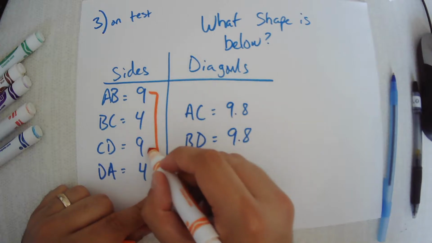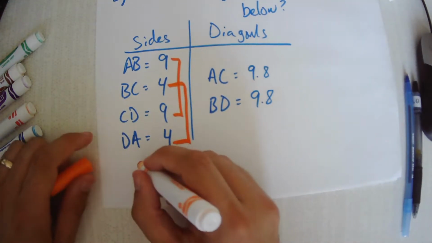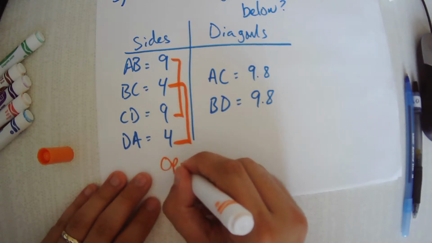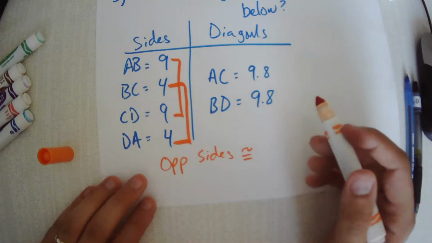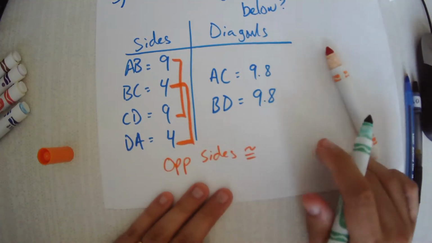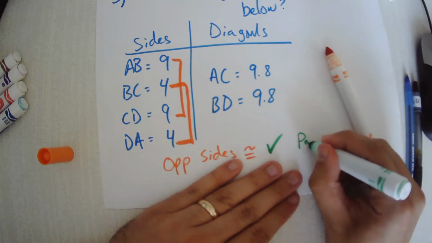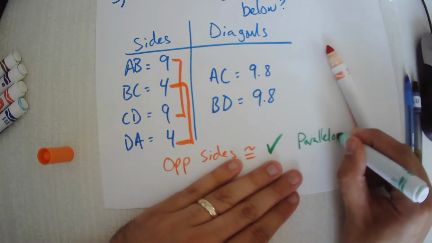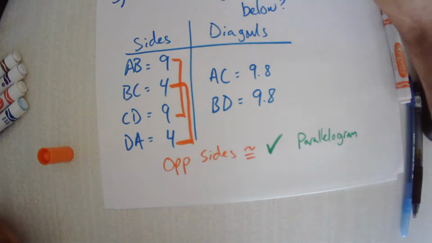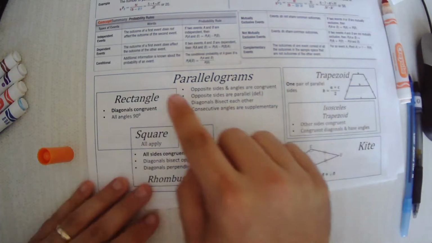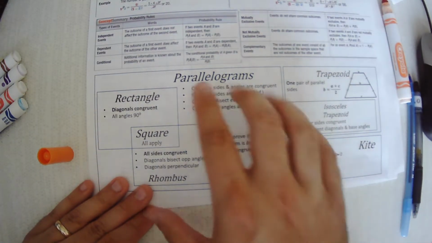For example, 9 and 9, 4 and 4. That right there tells me opposite sides are congruent. Yes, that lets me know it is a parallelogram, for sure. So in our map, that's really what this is. It's a map. We are definitely in this box. It is not a trapezoid and it is not a kite. We are in this box.